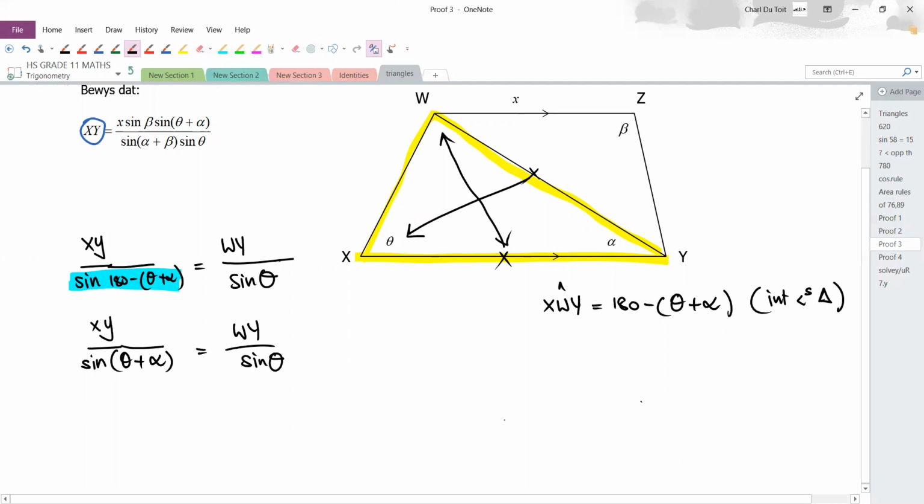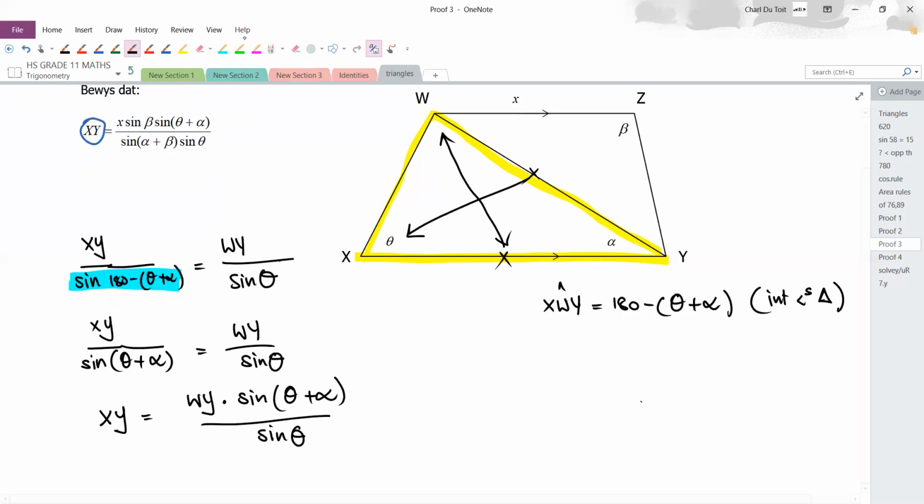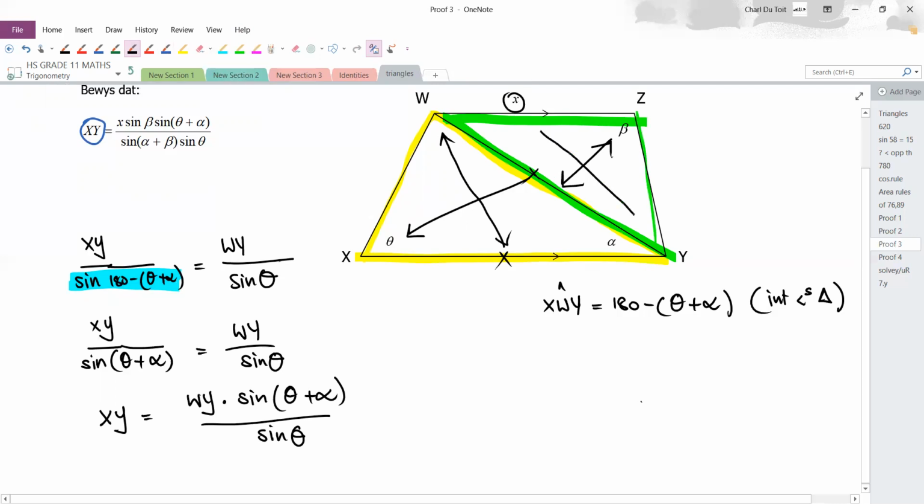Then I multiply right through with that. So xy is wy times sin of theta plus alpha over sin theta. I'm almost there if you look at the answer. Now I'm going to go to the other triangle. I have to include beta, but that's fine because that is the common one anyway. And I have to include this x here. So it's x over that angle there. I need to find that angle at y.